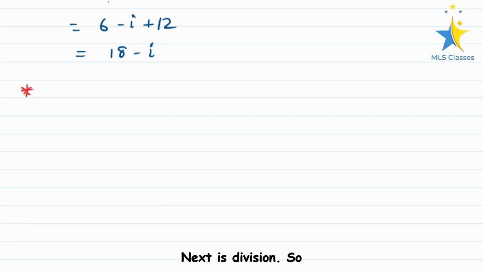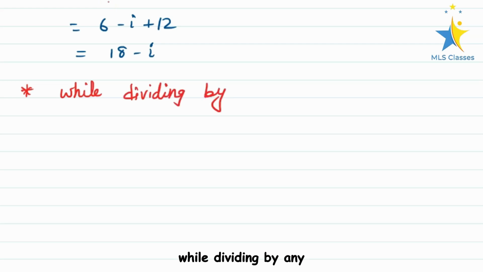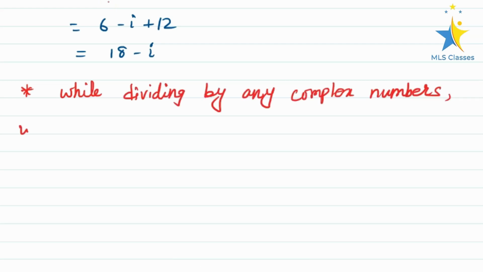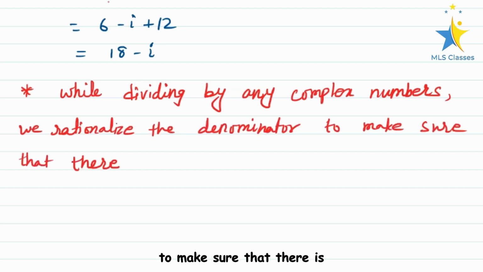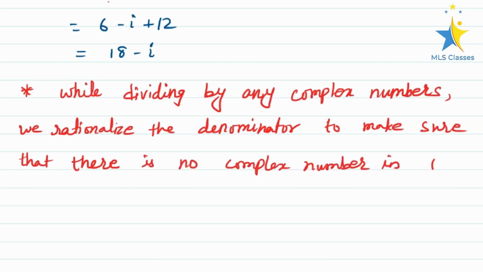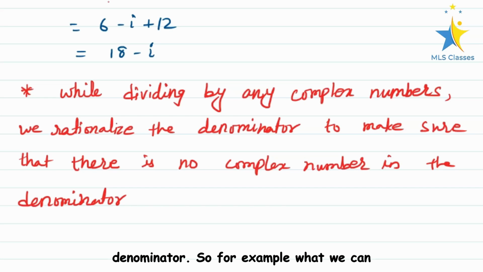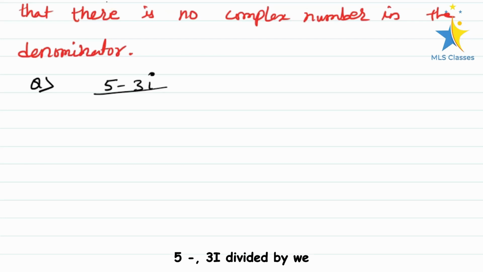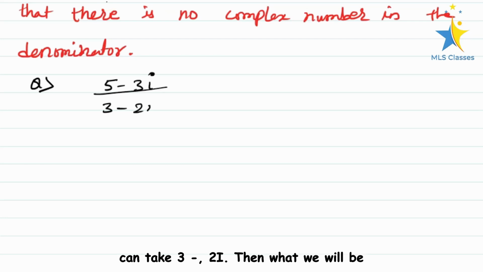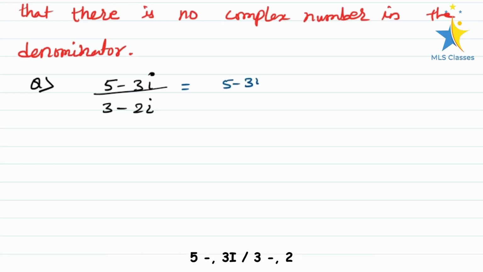Next is division. While dividing by any complex number, we rationalize the denominator to make sure that there is no complex number in the denominator. For example, suppose we have the question (5 - 3i) divided by (3 - 2i). In rationalization, we will do the same thing here. So we have (5 - 3i) divided by (3 - 2i), and we will multiply this by (3 + 2i) divided by (3 + 2i).